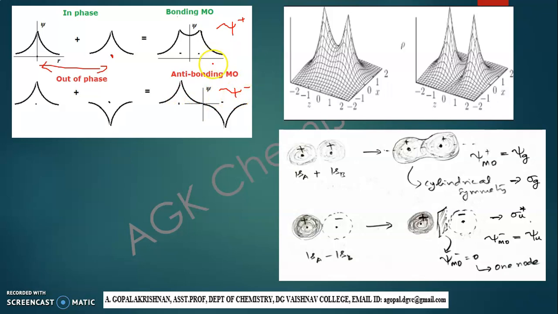Are you clear? Now if I draw the probability plot, the probability plot for psi plus state will appear like this. This probability plot shows that inside the electron cloud we have nucleus A and nucleus B. This can be A or that can be B, anyone. Now between the two nuclei we have some electron density. See there? Some electron density exists between the two nuclei. This corresponds to the bonding state. So psi plus corresponds to the bonding state of the system.